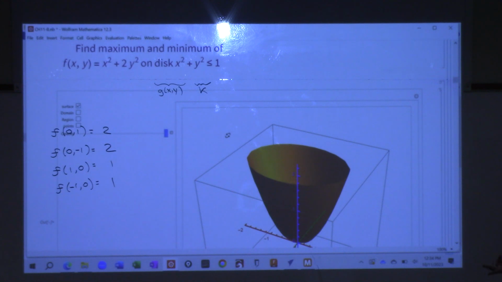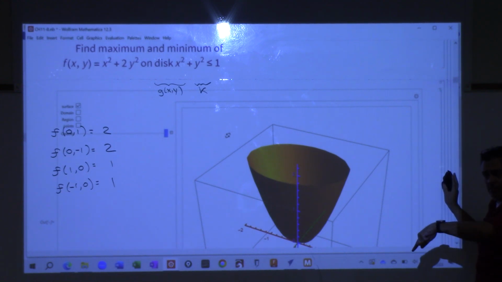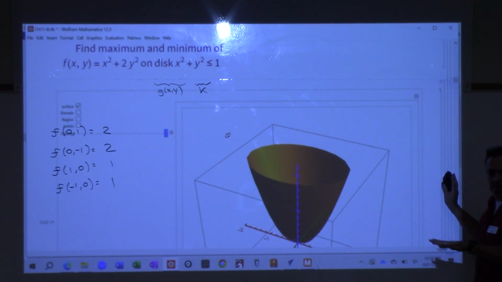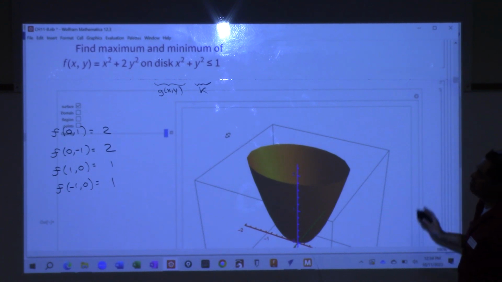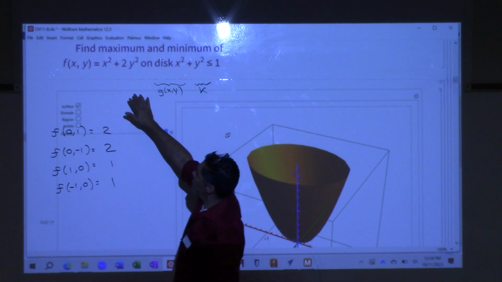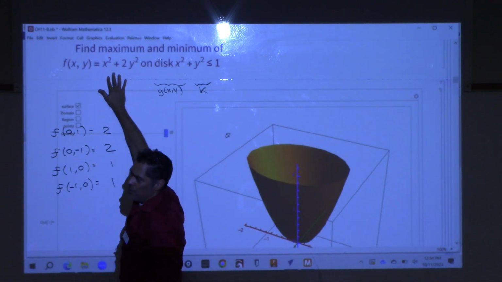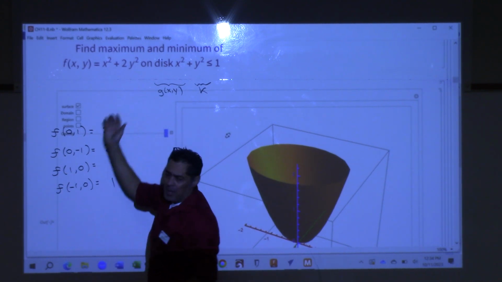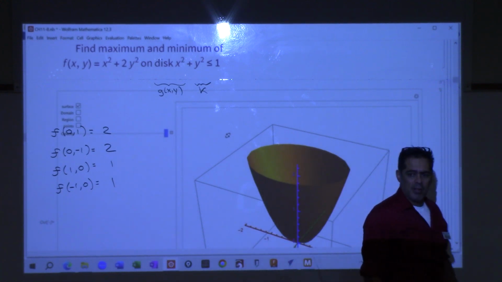So what we're going to do is go along the boundary, which we just did. And then how do you think we take care of the inside? Critical points. So we do the partials, set them equal to 0, and then we'll get an answer. Can you do those partials equal to 0? Partial with respect to x equal to 0, you get 2x. Set it to 0, you get x is 0. Partial with respect to y, set it to 0, you get y is 0.